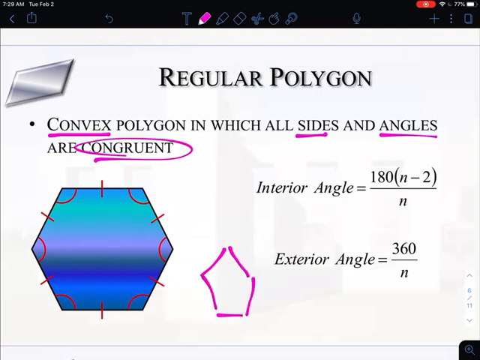So for a regular pentagon, if they made a regular pentagon, they're going to say all 5 sides are identical, all 5 angles are identical, and that's what we're talking about every time with that. So with this regular polygon idea, as soon as we know it's a regular polygon, there's 2 things that we can find. We can find the measure of 1 interior angle, and we can also find the measure of 1 exterior angle.